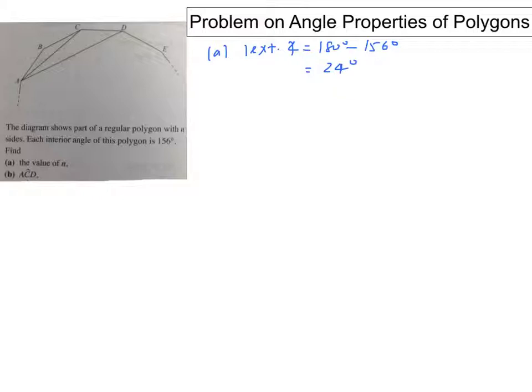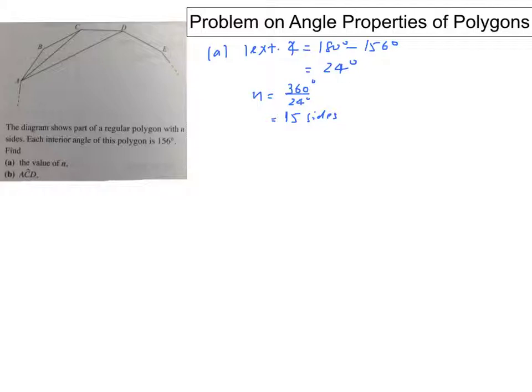And we know that the sum of the exterior angles of any n-sided polygon is actually 360 degrees. So the number of sides in this case will be 360 over 24. Okay, and this will give us an answer of 15 sides. So n is equal to 15 sides.